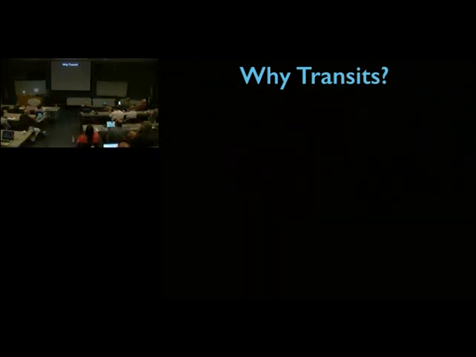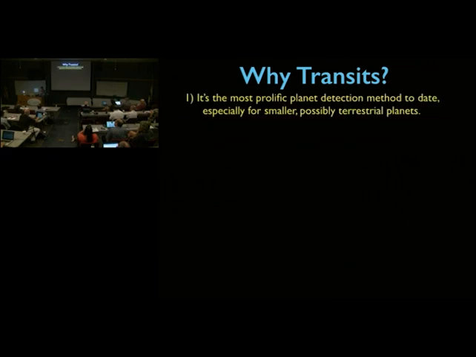Jason just gave a great talk about the radial velocity method and some of the excitements and challenges of finding habitable planets with that method. So why do we want to do this with transits, other than just finding more habitable planets? Well, to date, it is the most prolific planet detection method, especially for small planets, possibly terrestrial. There's some inference that has to happen to go from size to composition.